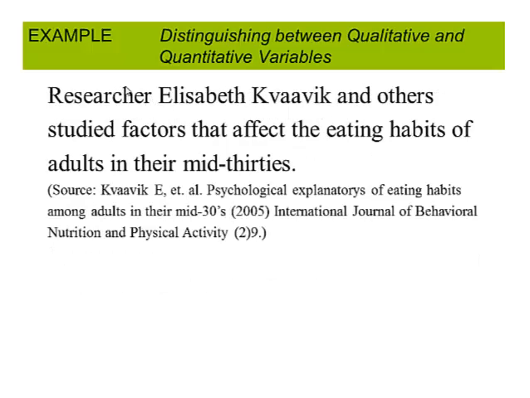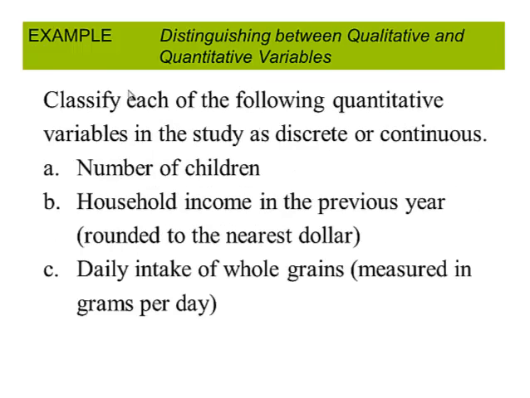Okay, let's look at some examples. Again, we're going back to the eating habits of adults in their mid-30s. The number of children. This is discrete or continuous? Well, you can't have 2 1/4 kids, or you can't have 6.31 kids. This is discrete. Household income in the previous year rounded to the nearest dollar. This is discrete. Daily intake of whole grains measured in grams per day. This would be an example of continuous. We can measure that to whatever degree of accuracy that we want. So for example, we could get 20.3 grams per day, or we could get 20.346 grams per day, and therefore it's continuous.